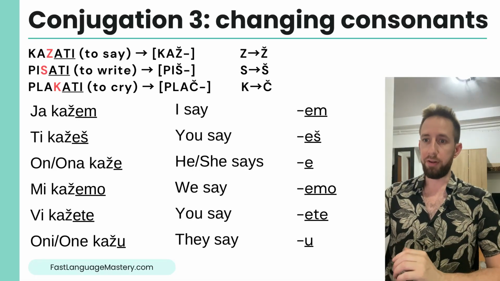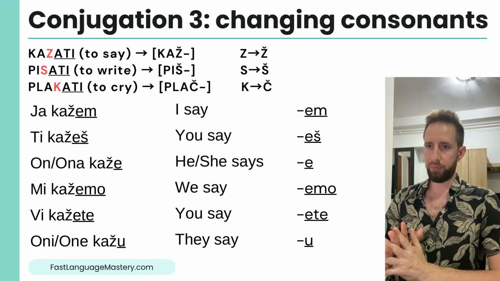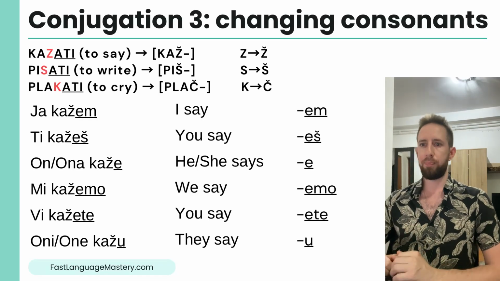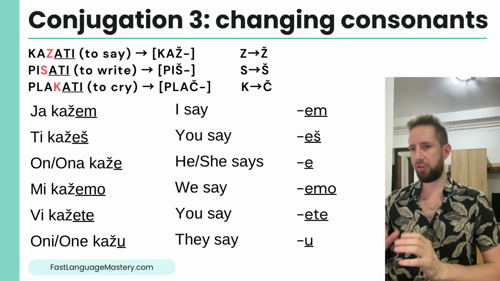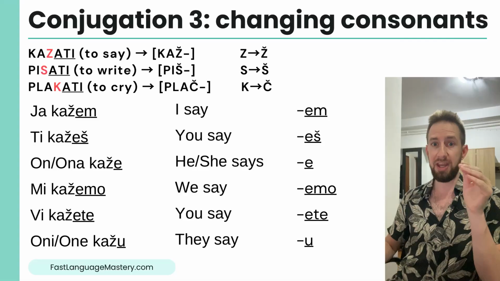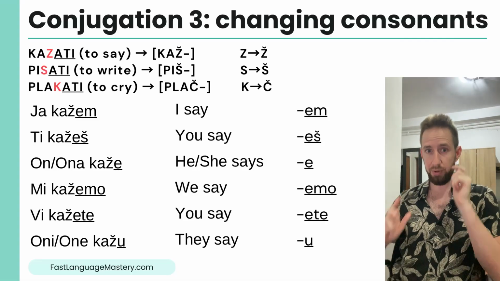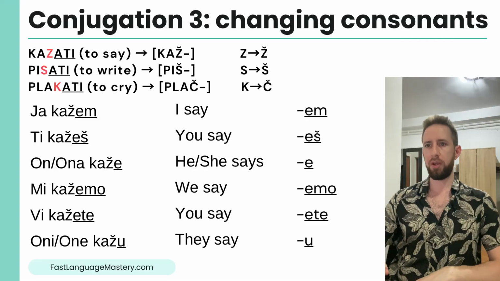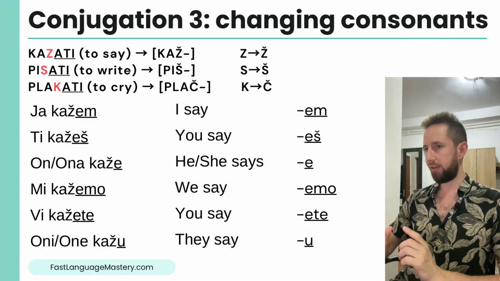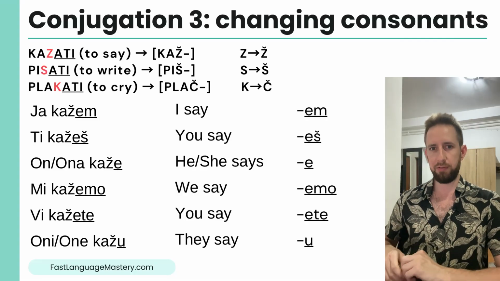So, as you can see, the consonant before the ending changes in this conjugation. Z changes to ž, s changes to š, k changes to č. So instead of ja kazam, we say ja kažem. Okay, now you understand. You can see how it works in this slide. And we also have different endings, different from previous conjugations. So let's conjugate these verbs.